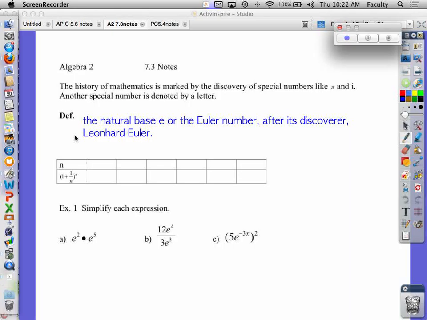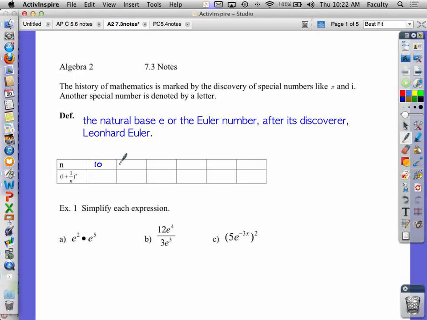Now what's really weird, and the reason why I read that bio first, was that I wanted you to get his name in your head, Euler. It's pronounced like O-I-L-E-R, but it's actually spelled E-U-L-E-R, but it's Euler, okay? So e is called the Euler number after Leonhard Euler. So what we're going to do is discover what the Euler number is. So this is going to be neat.